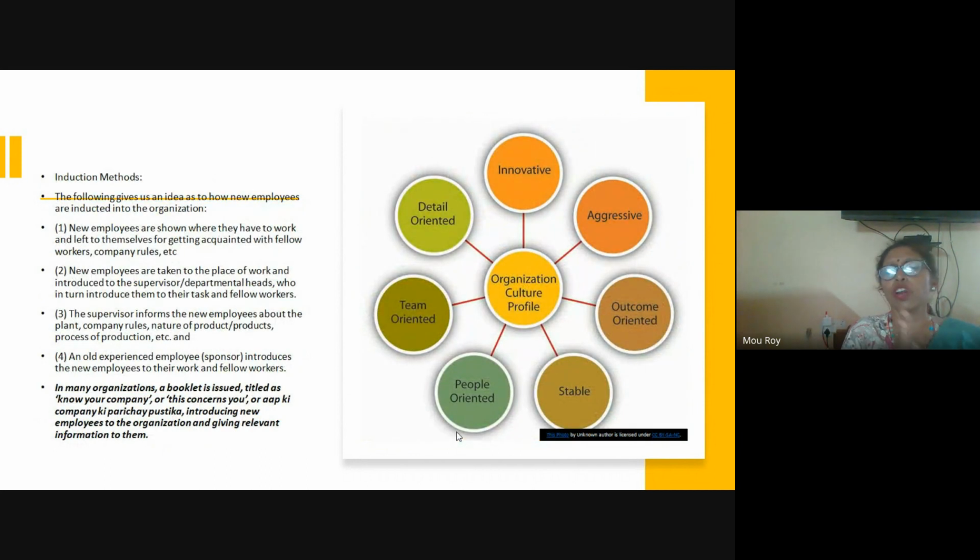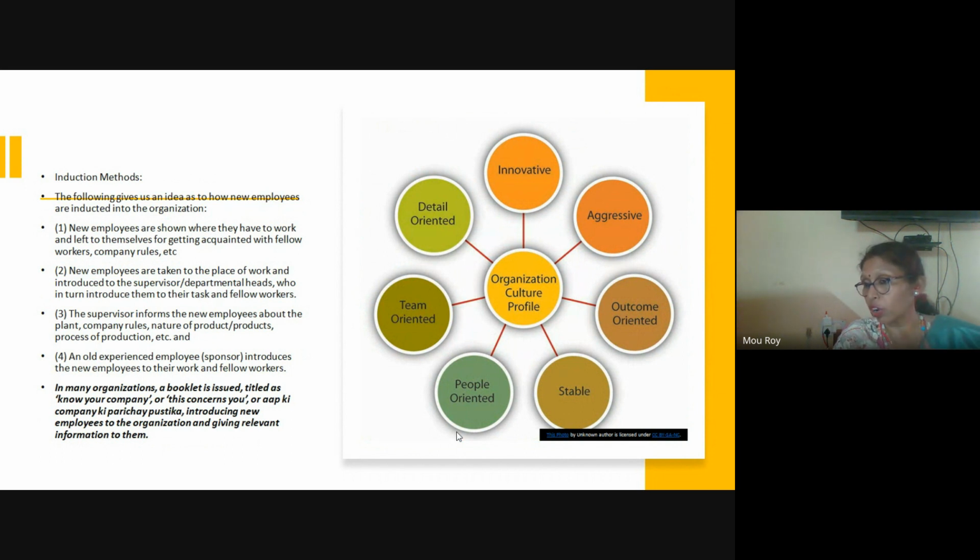So this is the organization culture profile. This is very important. You should be innovative, and at the same time you should be aggressive, in the sense that your work is being done. You should be outcome oriented. If you put in 10 hours every day, then the outcome should be good. It's not that you put in 10 hours, but work only 6 or 7 hours and spend another 5 or 6 hours on other related activities. So you should be outcome oriented, stable, and people oriented.